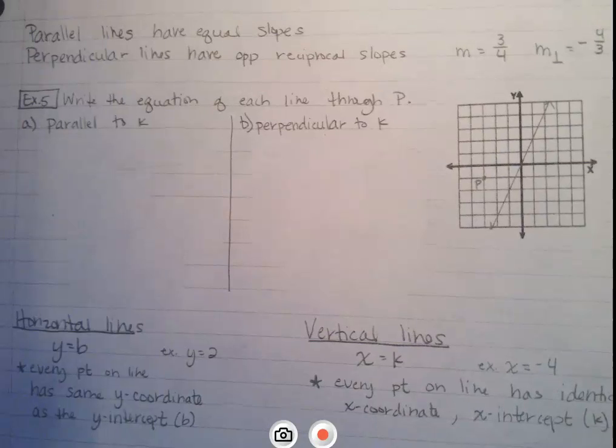Okay, so parallel lines have equal slopes, which we've talked about a lot. Perpendicular lines have opposite reciprocal slopes. So I've given you the example there. So if the slope is 3/4, the slope of the perpendicular line is going to be negative, that's the opposite, 4/3. That's the reciprocal part.